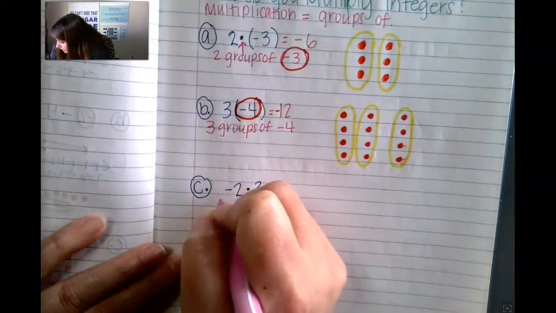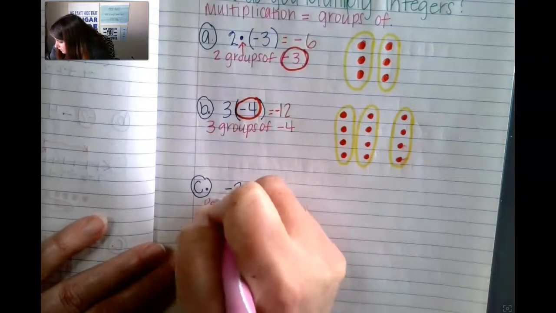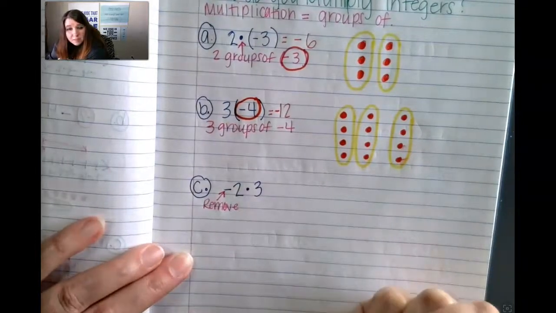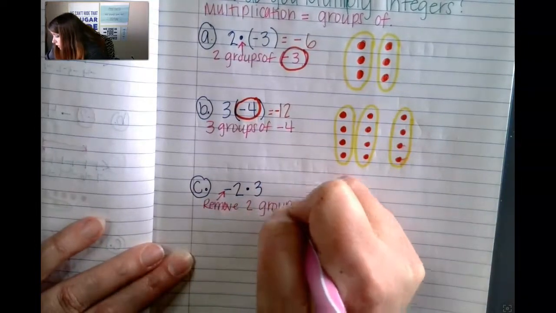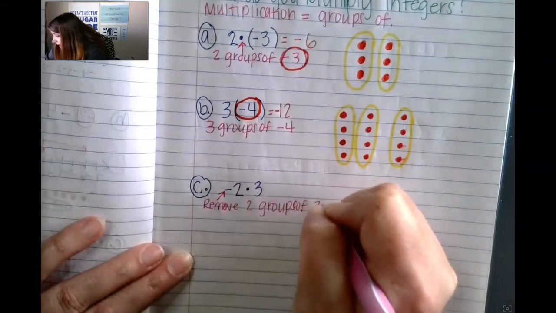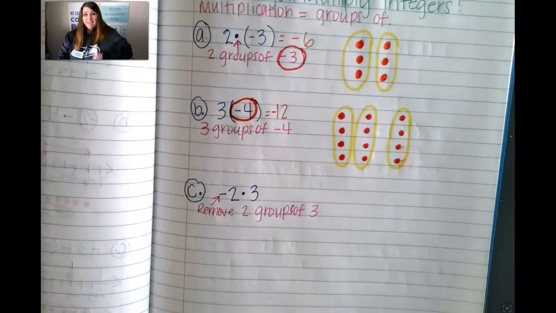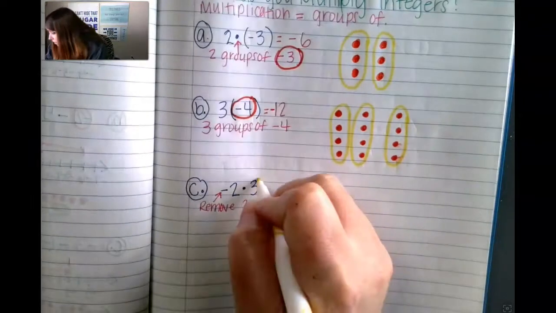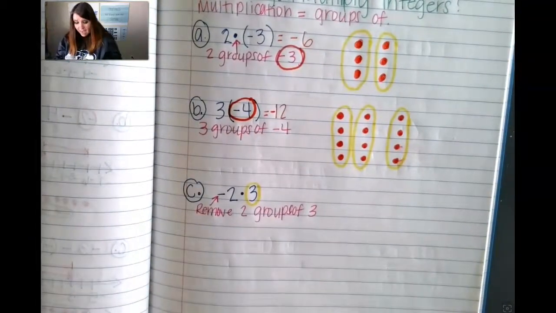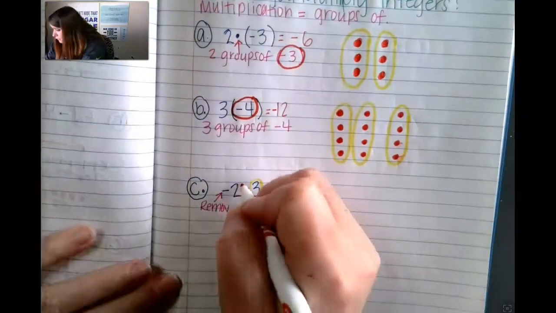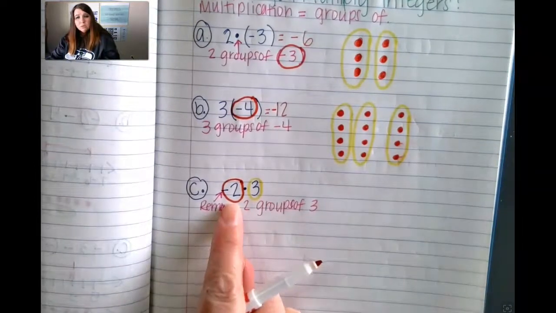This problem says to remove, because the negative sign means to remove 2 groups of 3, and that 3 is positive. So I don't have any groups that I can take away. So I know that I need +3 on my board, right? And I have a -2. So this says that I need to remove 2 groups of +3.